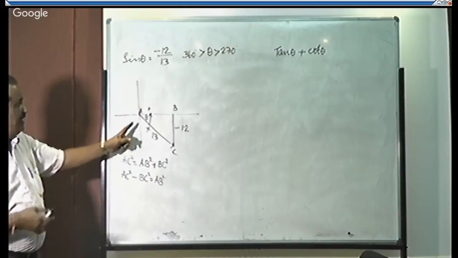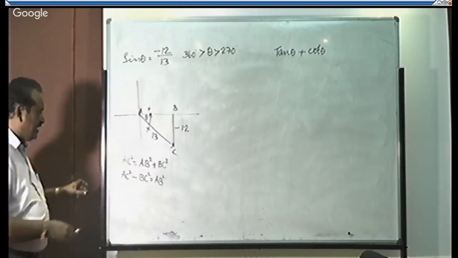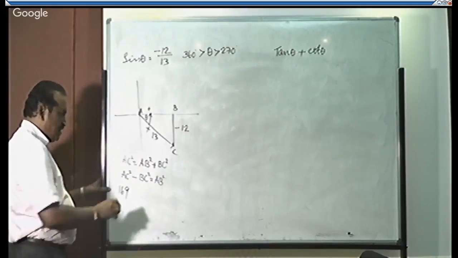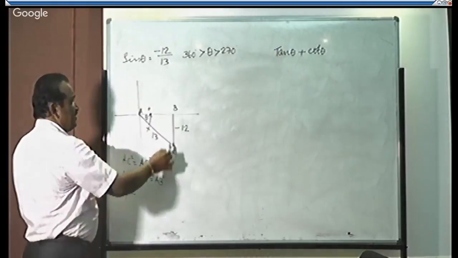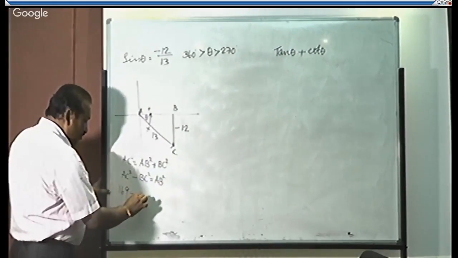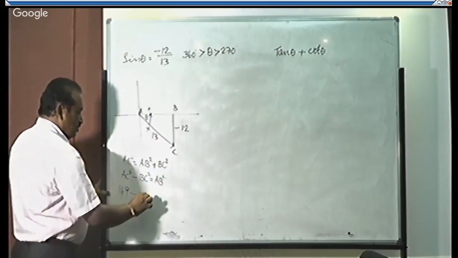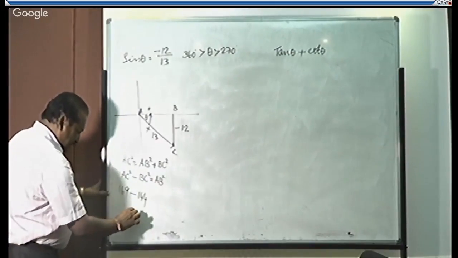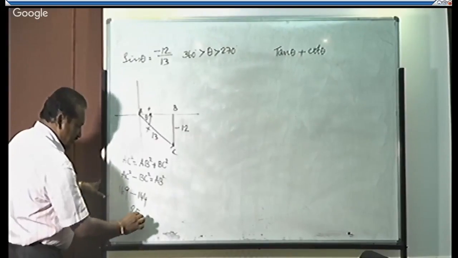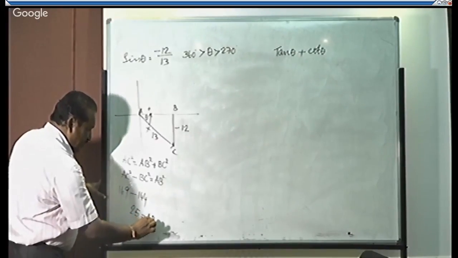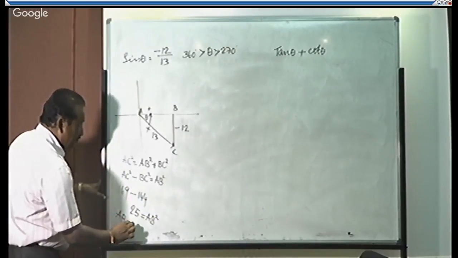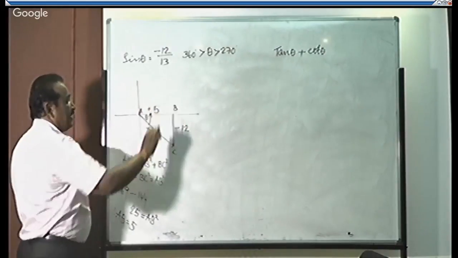AC is what? AC is 13. 13 square is 169. 13 into 13 is 169. Minus BC. What is BC? Minus 12 whole square. It is 144. So 9 minus 4 is 5. 6 minus 2 is 4. 1 minus 1 is 0. This is AB square. Therefore, AB, you can say it is 5. Therefore, this adjacent side for theta is 5.